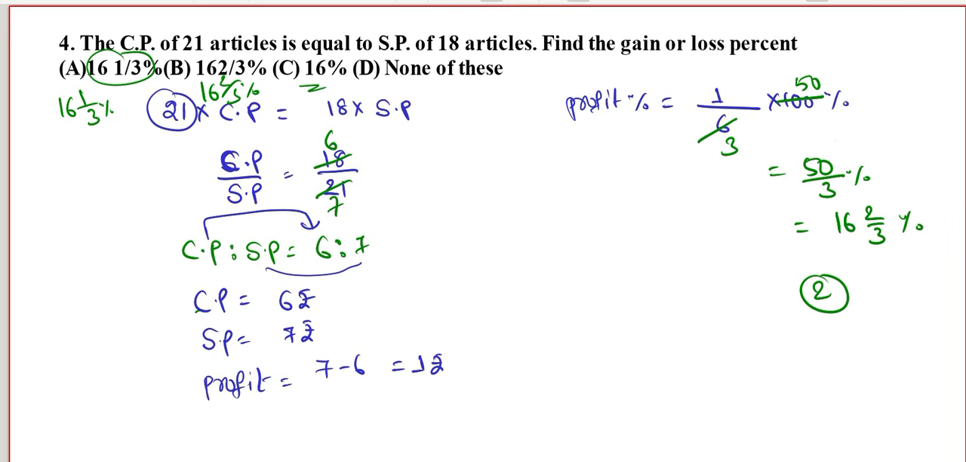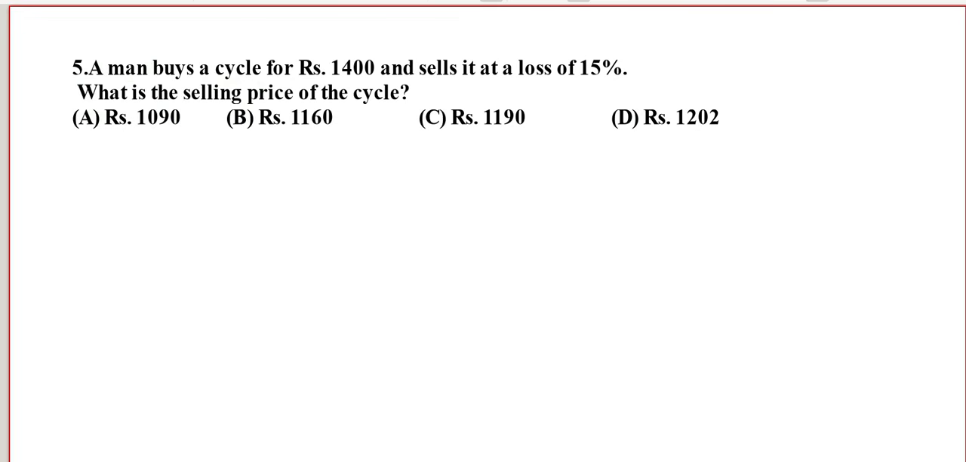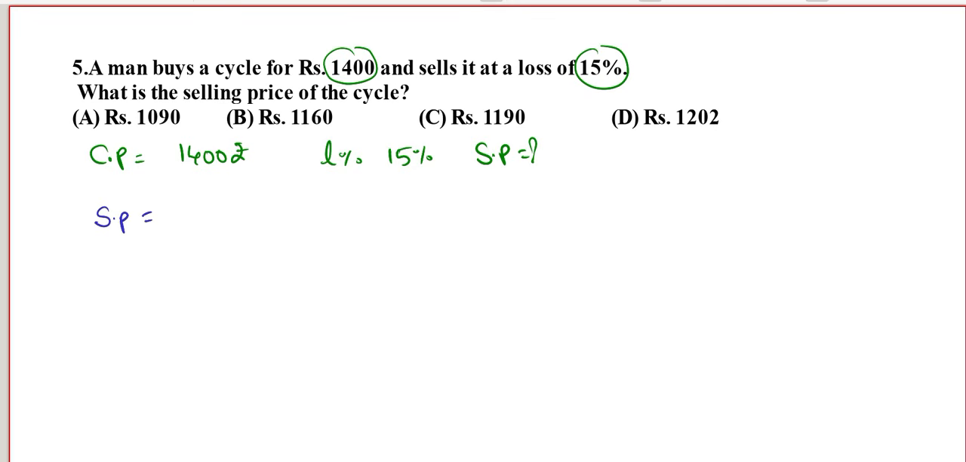Now let us see the next question. A man buys a cycle for 1,400 rupees and sells it at a loss of 15 percentage, and we are asked to find the selling price. The cost price of the cycle is 1,400 rupees and the loss percentage is 15. When we know the cost price and loss percentage, we can find the selling price using this formula: selling price is equal to (100 minus loss percentage) by 100 into cost price.